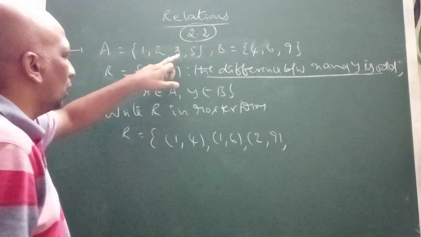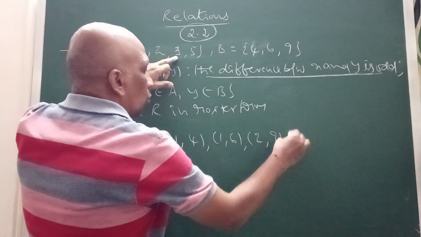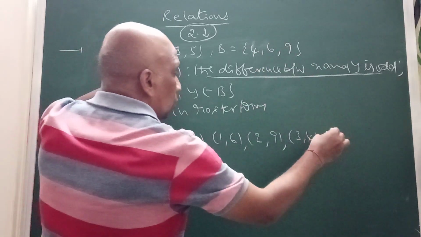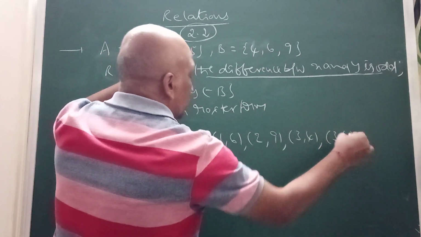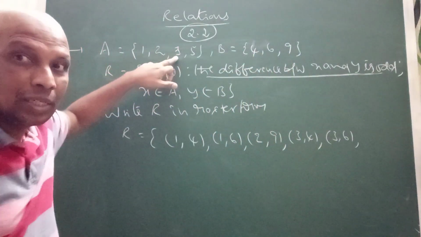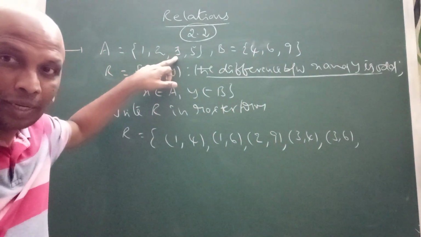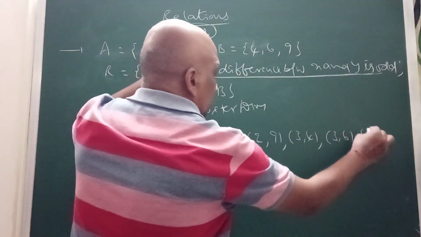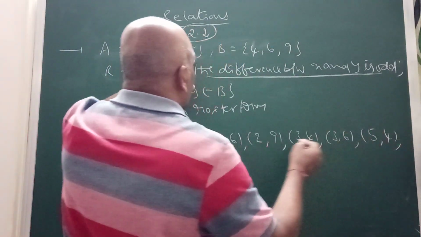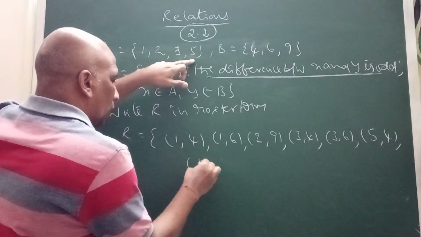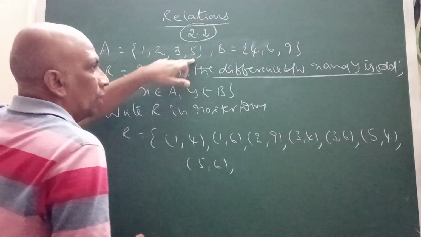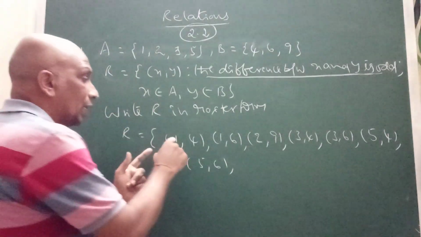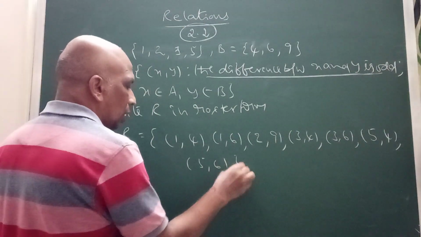Now again with 3. The difference between 3 and 4 is 1, right? So I can consider (3, 4), and (3, 6) also. If you take 3 and 9, the difference is 6, I don't want that, right? Now, if you take 5, I can consider (5, 4) because the difference is an odd number. (5, 6) also I can consider, the difference is odd. (5, 9), the difference is 4, an even number, we don't want that. The difference should be an odd number, so I can conclude this.